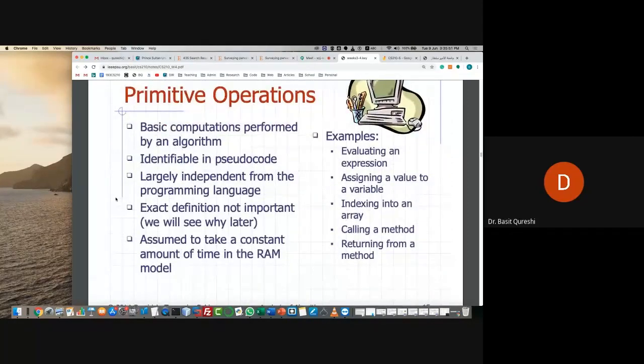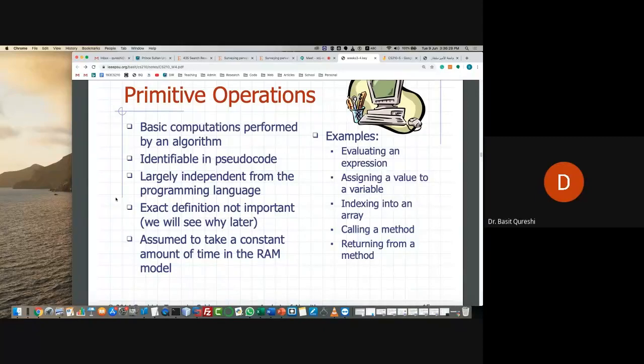Now, we'll try to understand some primitive operations, some basic operations that computers do. These include evaluating an expression, for example, 2 plus 5, 3 minus 2, 5 divided by 10, 2 times 3. These are primitive operations, things that will take a constant amount of time, a very small time, which could be almost negligible, almost close to 0.